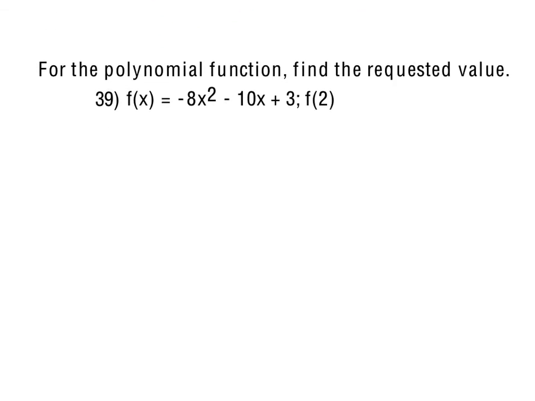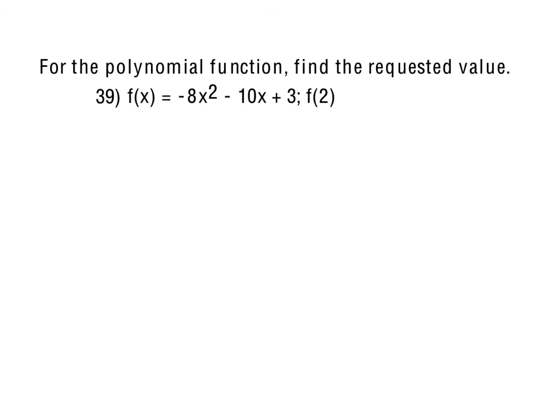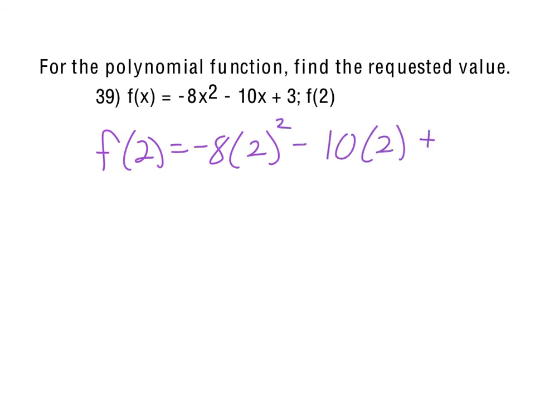And then switching gears a little bit here, finding the requested value. They give us the function f of x is negative 8x squared minus 10x plus 3. And they ask us to find f of 2. So really when we are finding f of 2, all we do is put the 2 into this function for all of the values of x. And then we just evaluate.